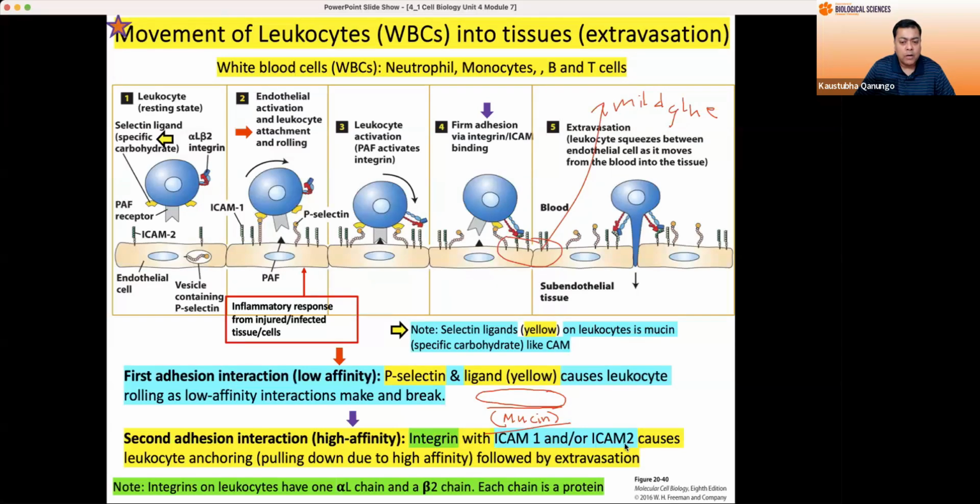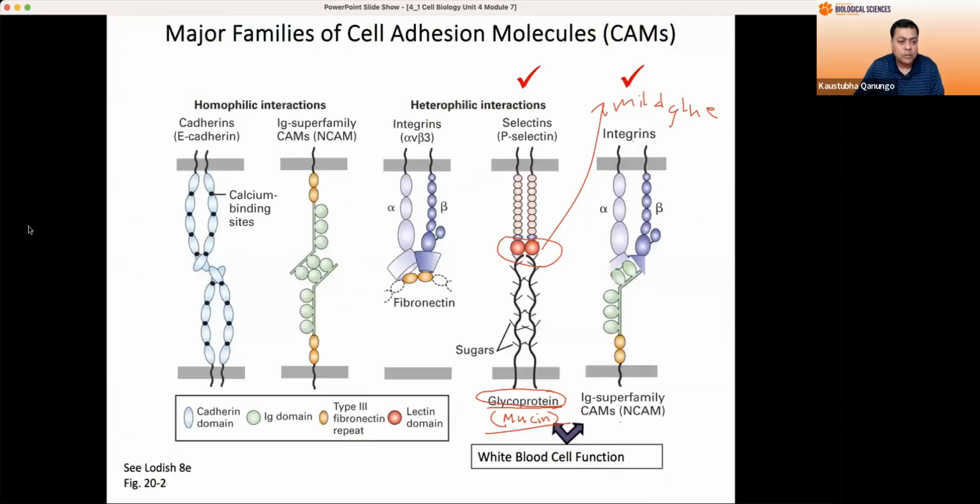Integrin with ICAM1 or ICAM2 causes the leukocyte anchoring and pulling down due to the high affinity, followed by the extravasation. So if we just go to this picture back again, just remember that this is high affinity, and we can just name this as a super glue instead of a mild glue. So this is much stronger. That is what is happening.